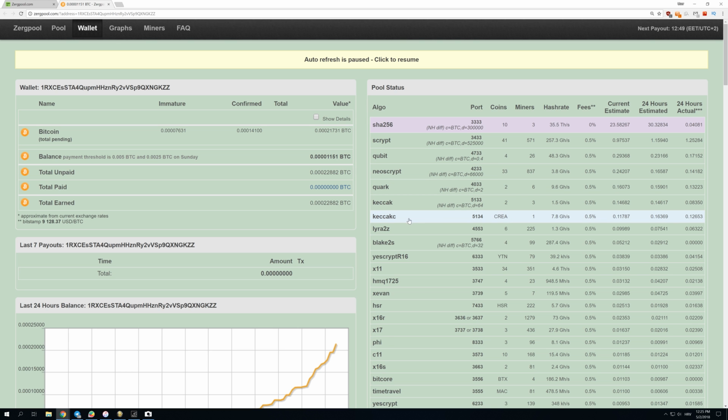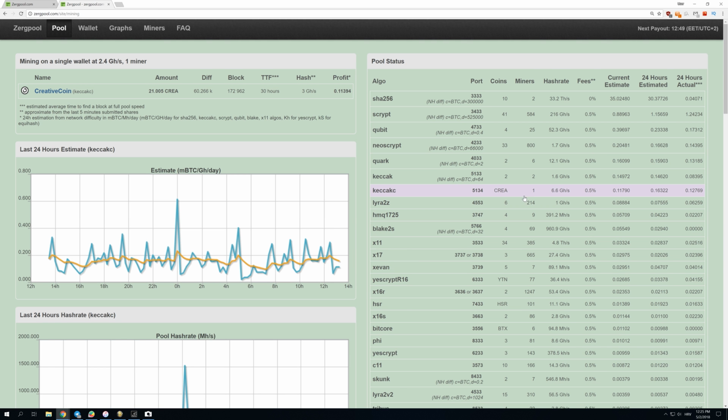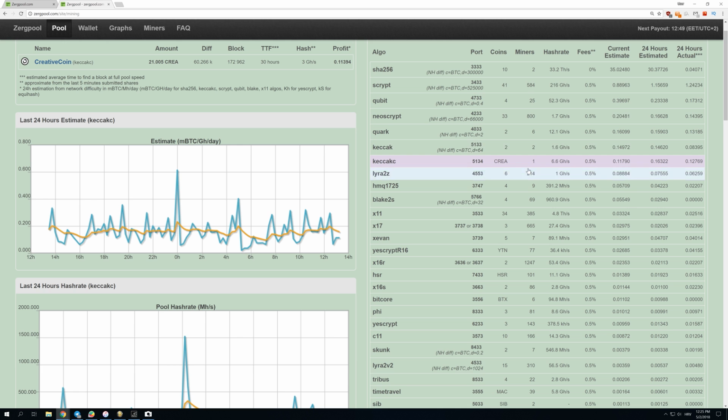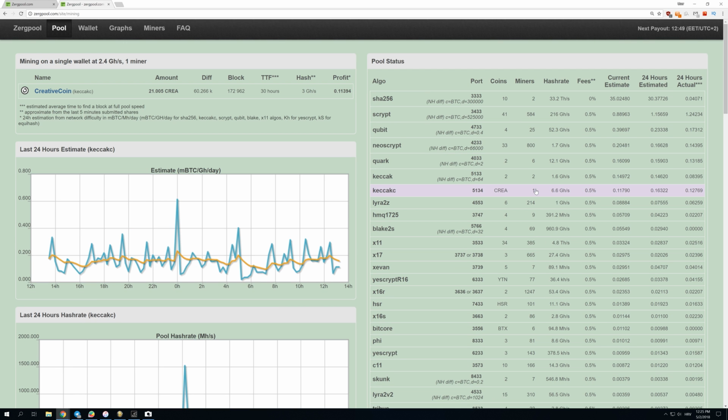For example, over here, if we go to this coin here, which is on the Keccak algorithm, it only has one miner, and of course this miner will get every single block reward that this pool solves. So if you want to join this solo miner on the Keccak algorithm, and if both of you solve this block and both of you have 50% of the hashing power, you will share this reward 50-50. And you can see by clicking over here that this is for Creative Coin. So you can see that this block gives you 21.005 Creative Coins for each solving of this block.